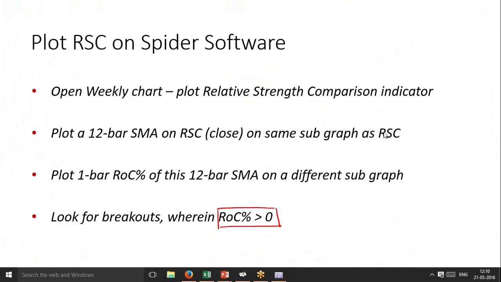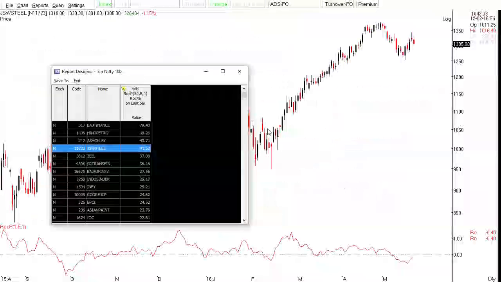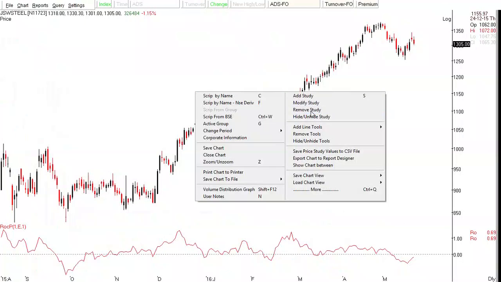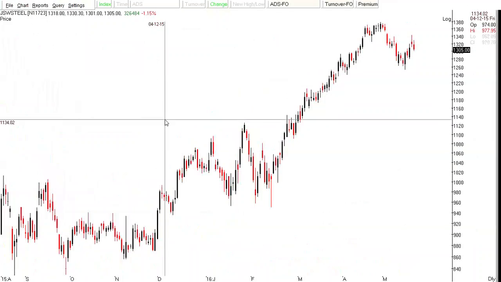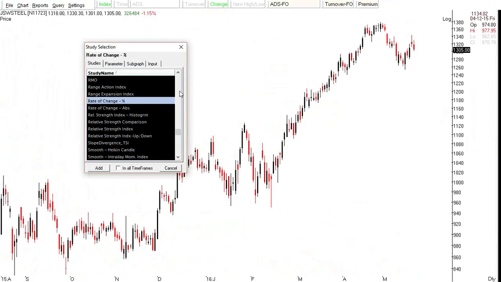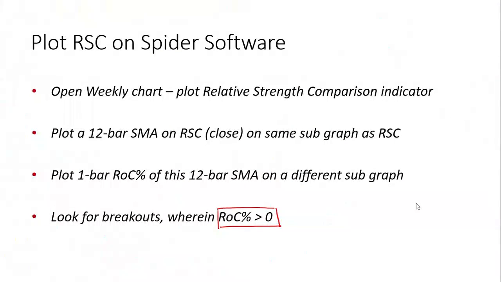Shivakumar asks for steps on how to get the ROC indicator in tools. If you are using any of these softwares, go to the toolbox, the study selection box. Under Spider software, it's study selection. Under Metastock, it's the list of indicators. Go to that window which has the list of indicators, and alphabetically, when you come to R, you will find relative strength comparison. Most of the softwares will have it.